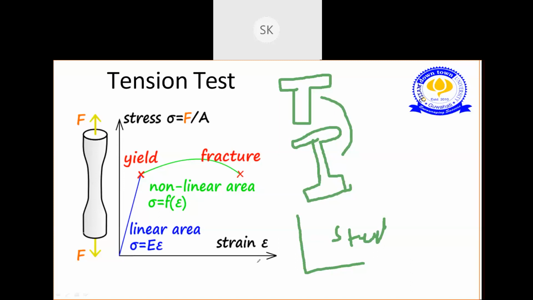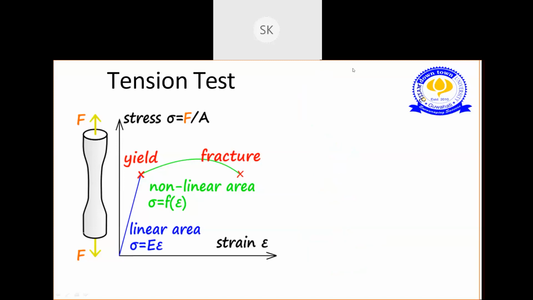Okay, we'll discuss this curve briefly, in an explanatory way. This curve basically has two main parts, a linear part and a non-linear part. In the linear part, stress is directly proportional to strain. See, suppose I'm taking a point here. What is the stress at this point? And that will be the strain.